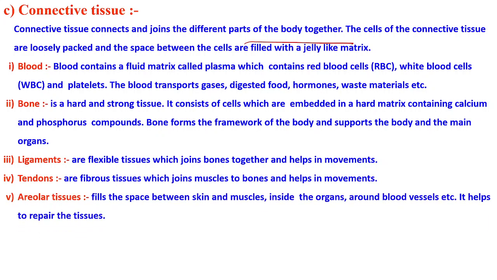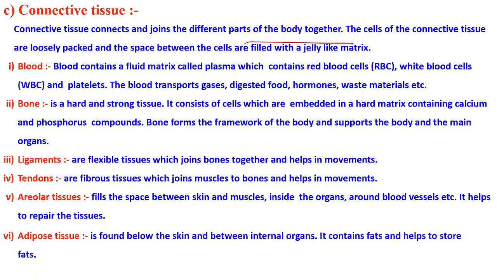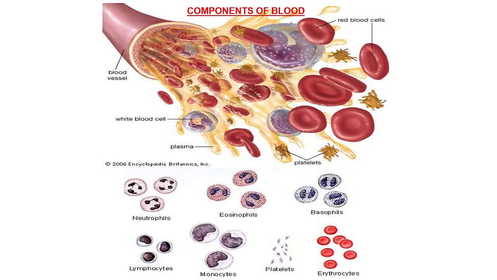Areolar tissues, they fill the space between skin and muscle. Skin और muscle के बीच का जो gap होता है वो areolar tissues भरता है. And last one is your adipose tissue, which is found just below the skin and between the internal organs. इनमें fats होता है. This is your components of blood.